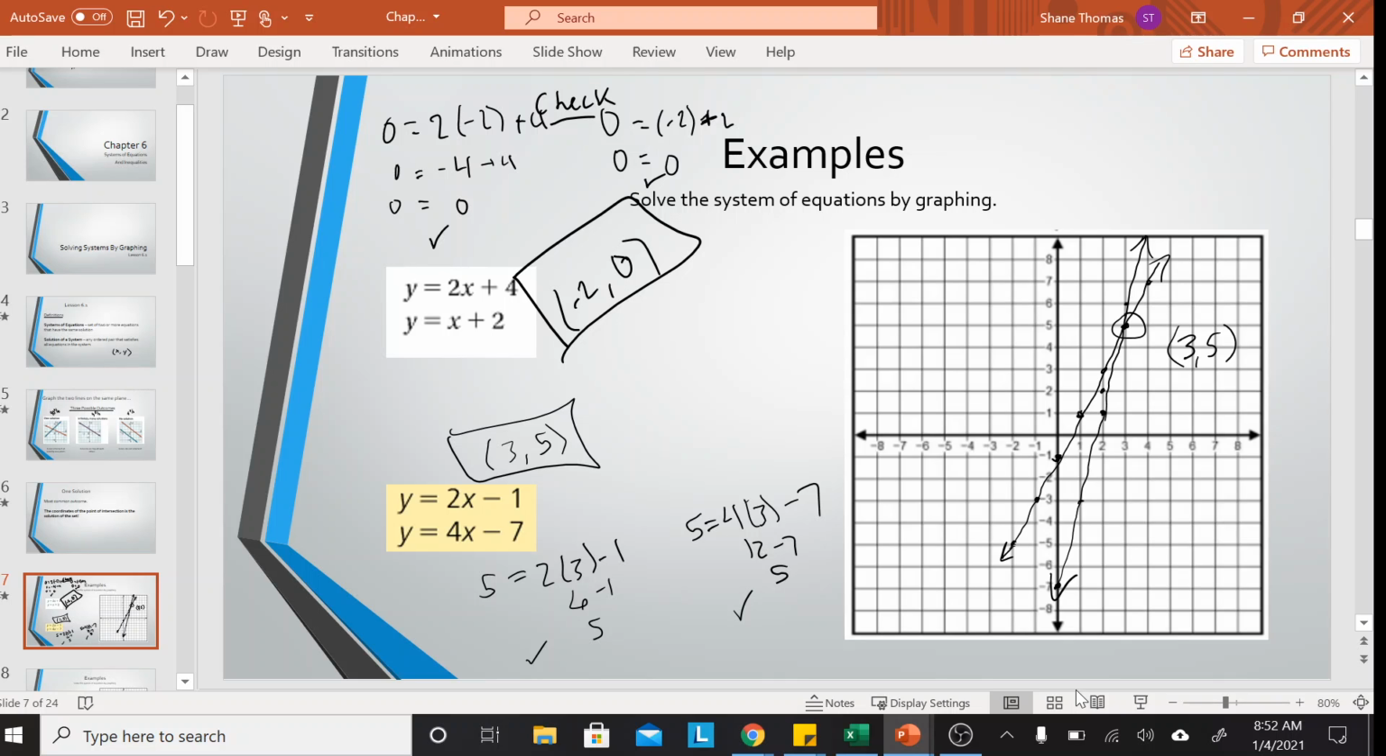Questions? Yeah. Well, if they do intersect, will they always be on a whole number, or will they be in the middle somewhere?